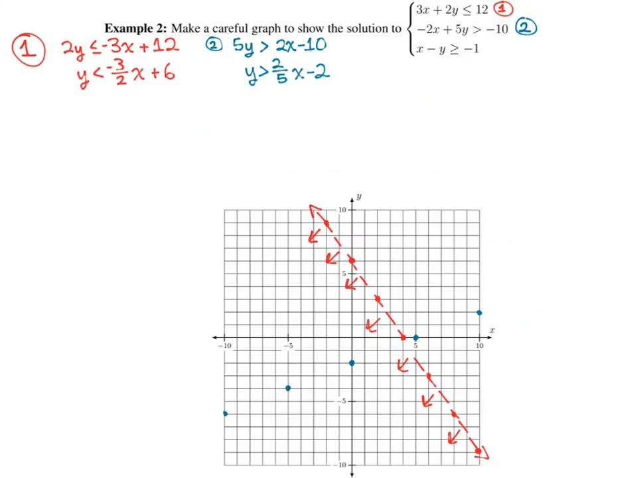Okay, and then positive slope of 2/5. There we go. Got some arrows on the end. And this is going to be greater than. So dashed line, not solid, and arrows above. The arrows are just meant to be a guide for you for later, not terribly important.